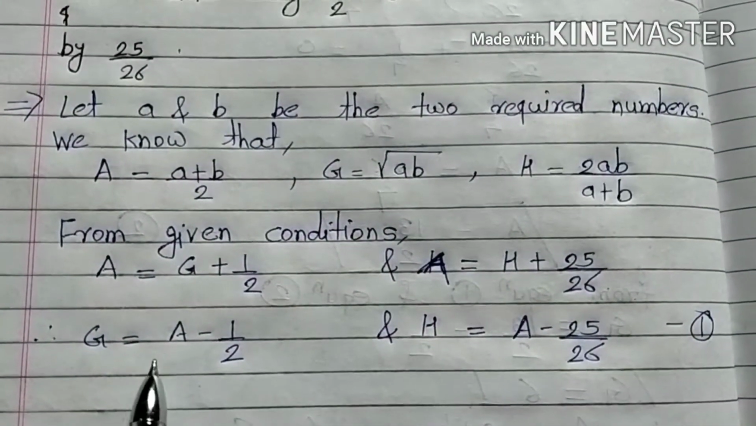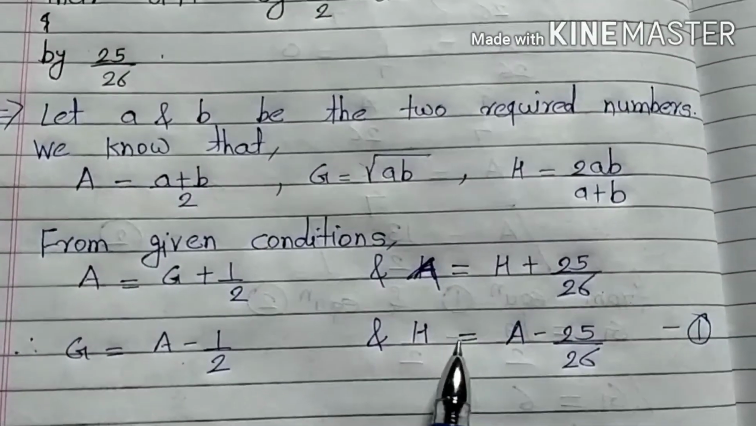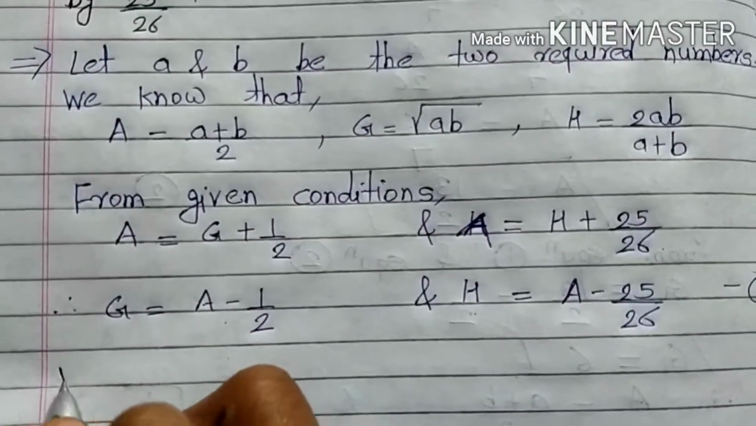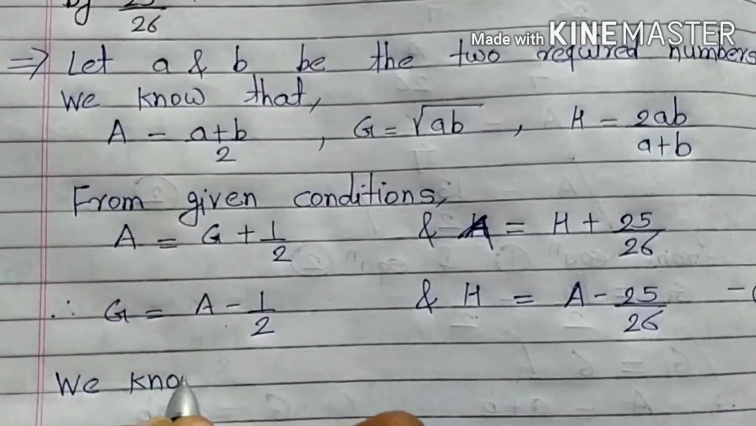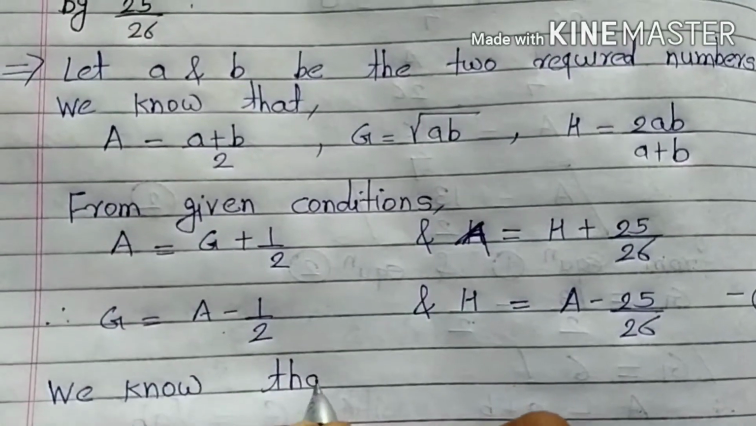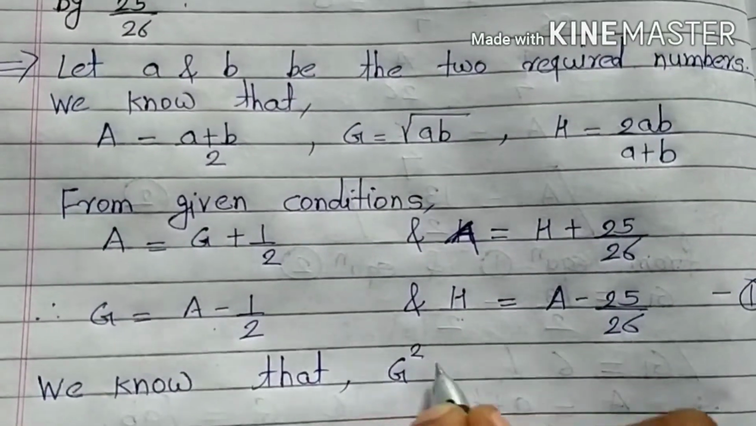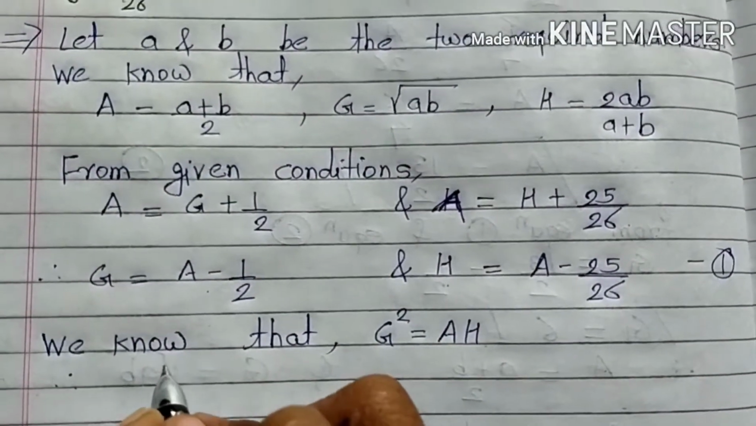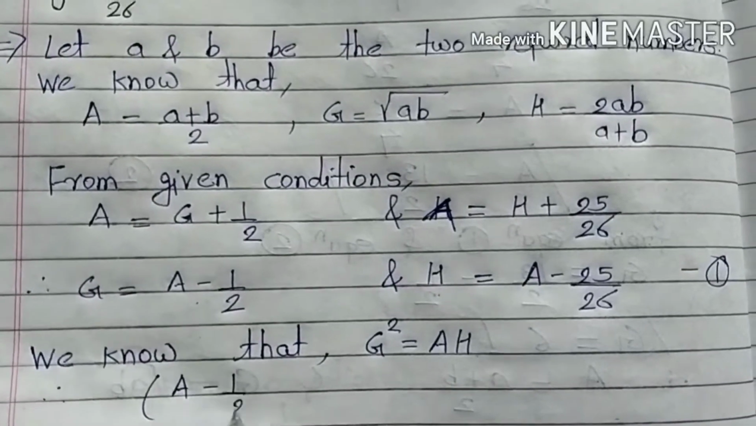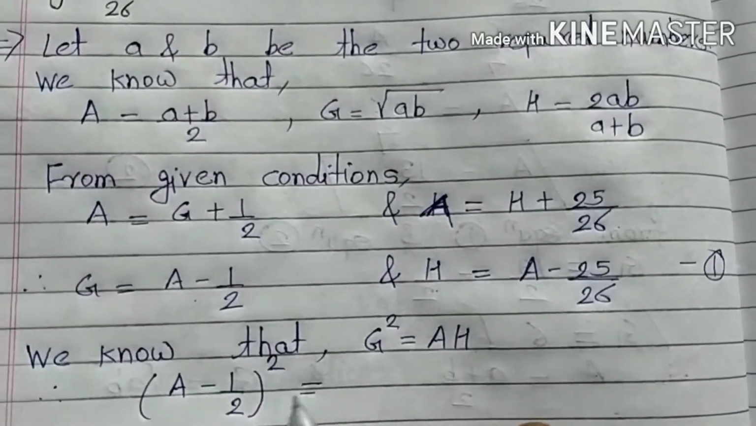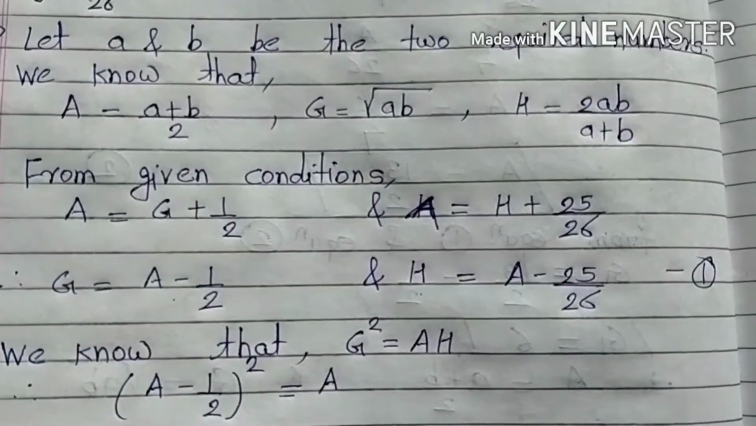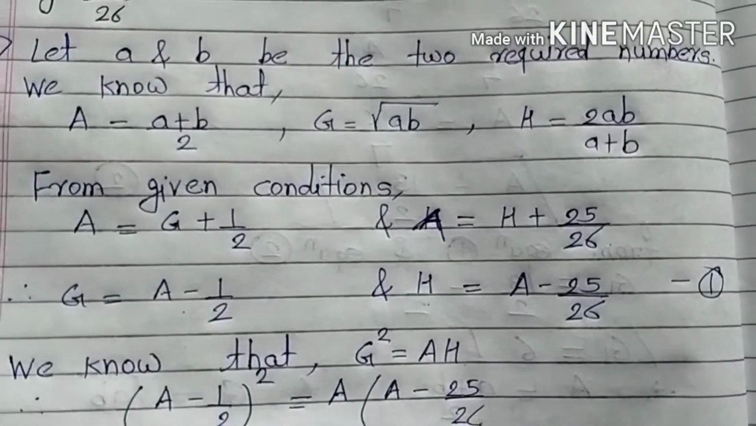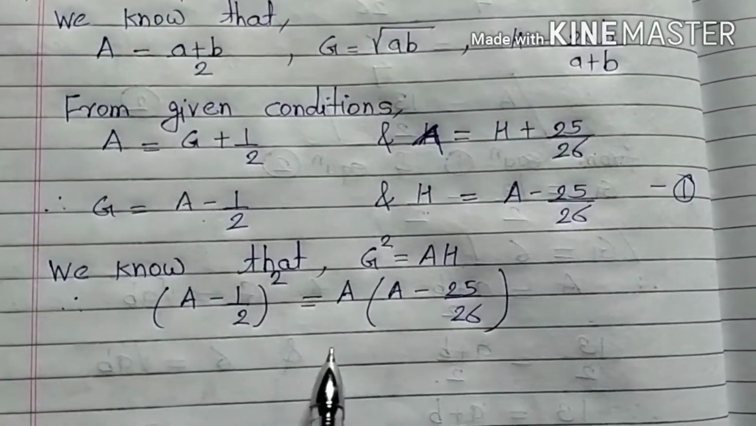Now you can observe that we have the value of G in the form of A and the value of H in the form of A. Also we know that G square is equal to A into H. Now put the value of G, which is (A minus 1/2) whole square, equal to the value of A as it is, and the value of H is A minus 25 upon 26. So we get this equation in the form of A.